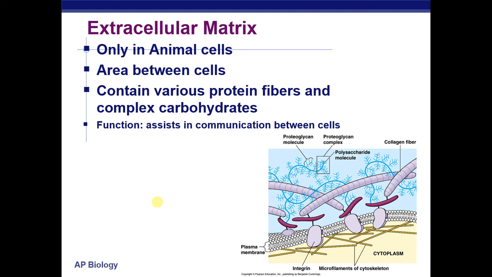In animal cells, the area in between cells is called the extracellular matrix, and it contains various amounts of different protein fibers and complex carbohydrates right here that help to assist in the communication between cells. So in this picture, if you look at all this stuff right here, that's the extracellular matrix, and so it has generally that function.